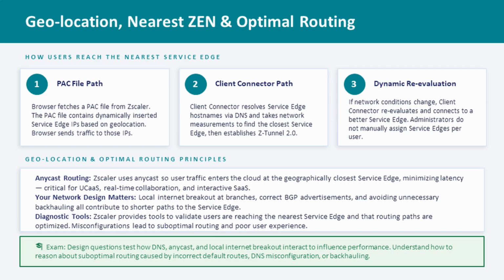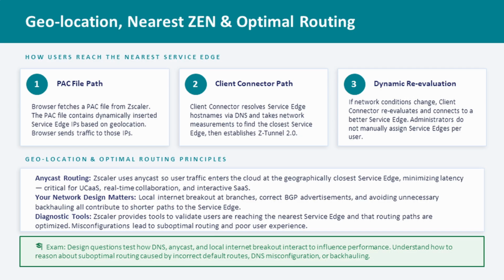This is especially critical for latency-sensitive workloads like Microsoft Teams, Zoom, Google Meet, and any real-time collaboration tool. Your BGP configuration and WAN routing design also affect geo-routing quality. Make sure your route advertisements accurately reflect where your traffic originates, and avoid asymmetric routing designs that could cause your traffic to exit from a different location than expected.